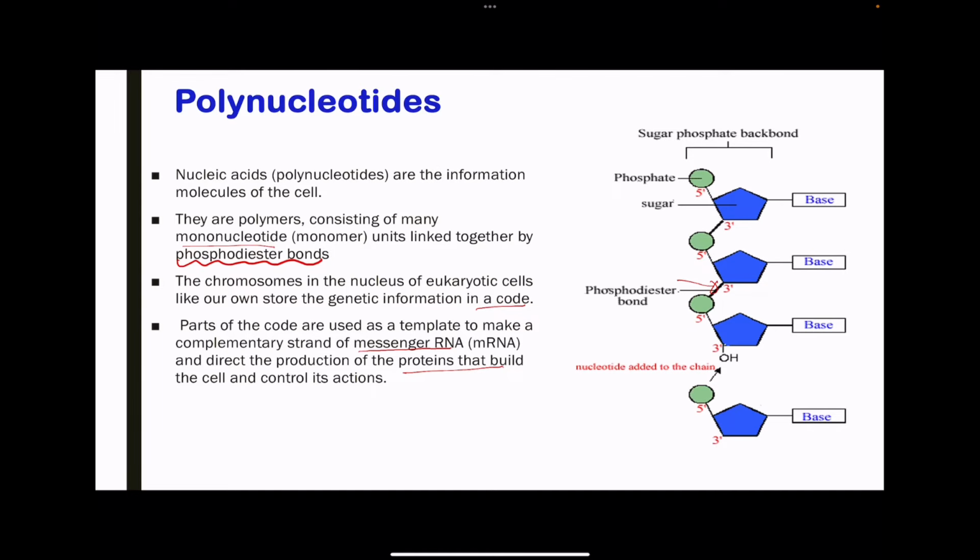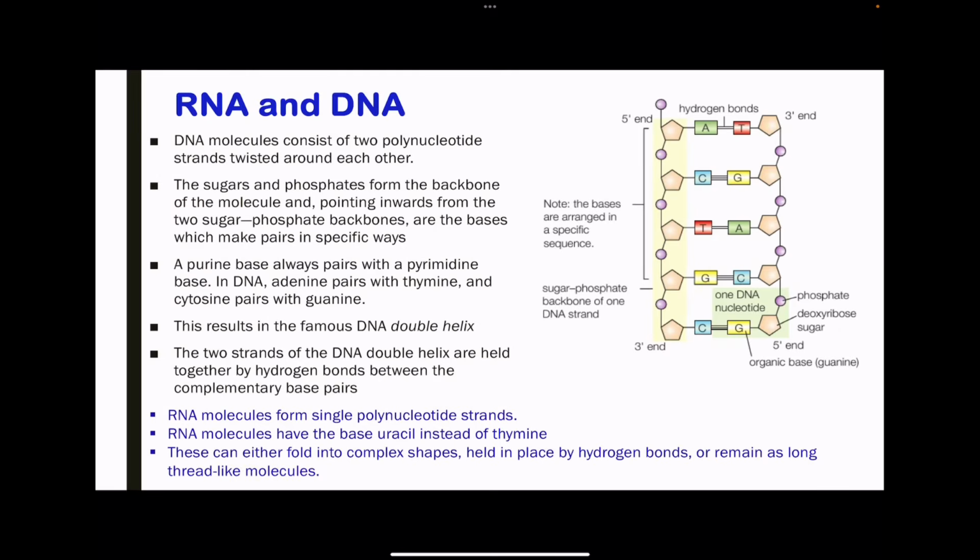And then we can see many mononucleotides, like this one here, being added to the group, and then the other, and then the other. So together we can form the polynucleotide, as many mononucleotides are linked together. To compare, RNA and DNA molecules consist of 2 polynucleotides.